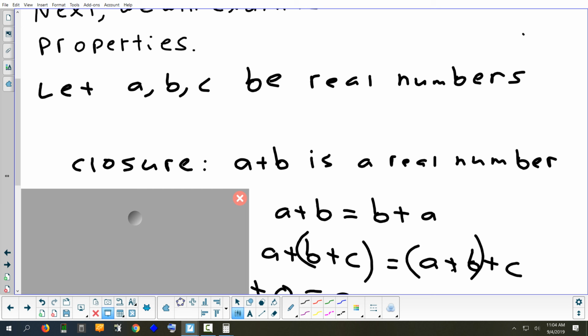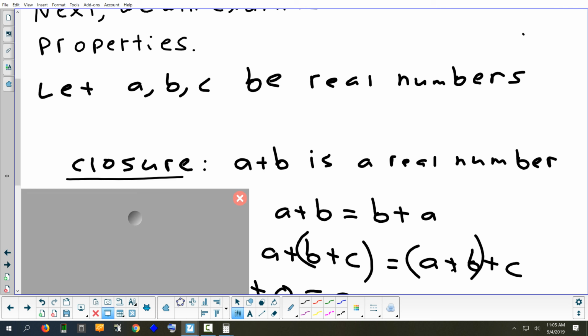So let's say you take a whole number and you add another whole number. Will your answer always be a whole number? If you do a whole number plus a whole number, will you always get a whole number? Yes. So that means addition with whole numbers is closed. It means if you add a whole number to a whole number, you get a whole number. How about subtraction? If you do a whole number minus a whole number, will you always get a whole number?